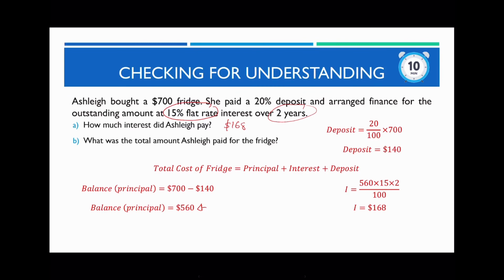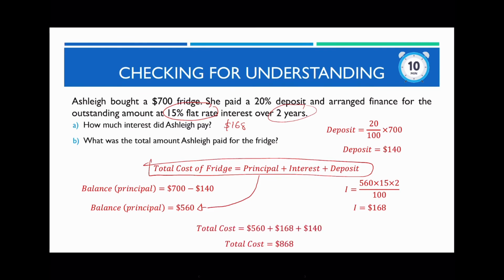Now, part B is saying, what is the total amount that Ashley has paid for the fridge? So the total cost of the fridge is shown over here by this formula. It's going to be the principal or the balance, which is 560, plus the interest, which is 168 because you didn't have enough money, plus the initial deposit that you've made. So if you did this, this is going to be an answer of $868.